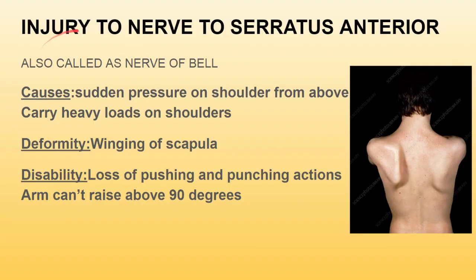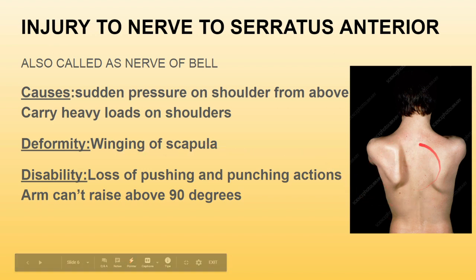Now the injury to the nerve to serratus anterior, also known as the nerve of Bell. The causes of this injury are, first of all, sudden pressure on the shoulder from above, or we can say carrying heavy loads on the shoulder, which causes injury to the nerve to serratus anterior, or the nerve of Bell. The deformity is the winging of the scapula. Now what is winging of the scapula? Just look at this diagram.